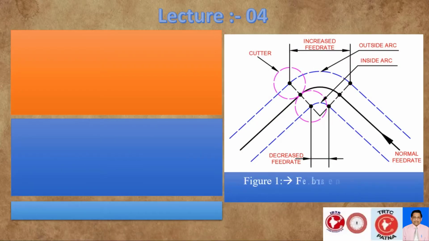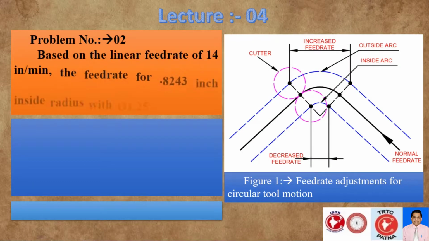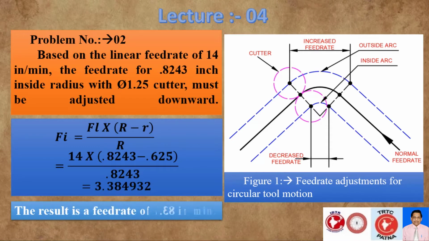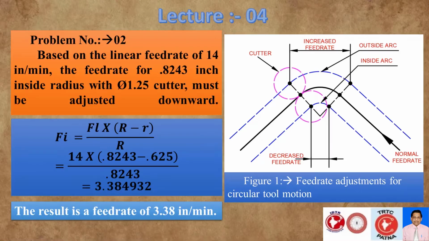Now I have to explain and discuss another problem. Based on a linear feed rate of 14 inch per minute, the feed rate for a 0.8243 inch inside radius with a 1.25 diameter cutter must be adjusted downward. So my feed rate for the inside arc will be equal to Fl multiplied by (capital R minus small r) divided by capital R. Inputting the values: 14 multiplied by (0.8243 minus 0.625) divided by 0.8243 will be equal to 3.384932. The result is a feed rate of 3.38 inch per minute in the program. This will be the applied feed rate for the F address.